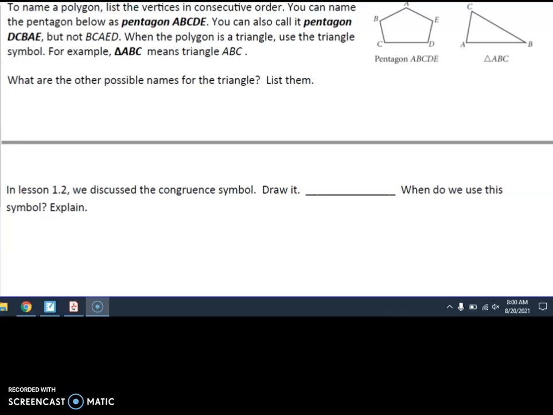If you recall back in lesson 1-2, we talked about the idea of congruence, and we have a special symbol for that. Could you draw the symbol, and what does the symbol actually tell us? I mean, why do we have this special symbol? When you have answered both problems, please turn the video back on.